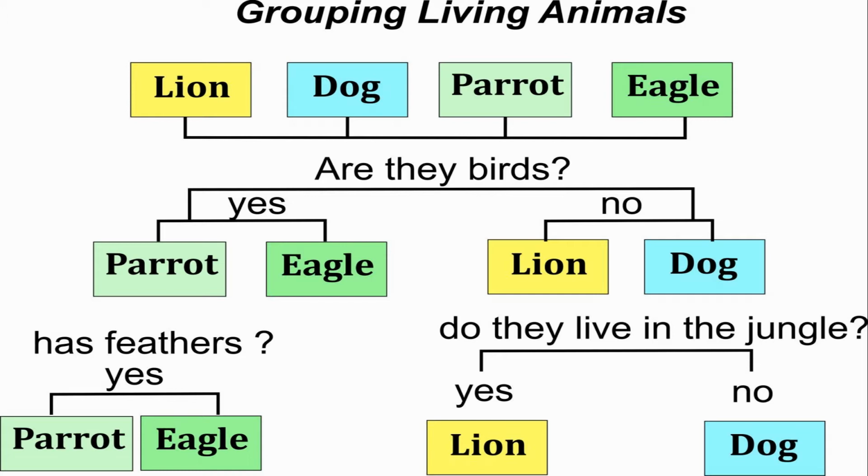I am going to ask a question: are they birds? If your answer is yes, parrot and eagle will come under that. If your answer is no, lion and dog will come under that. Now, coming to this side, I am going to ask the question again: has it got feathers? Yes, both parrot and eagle have feathers. So both will come to that category. Now let's go to the other side. Now we have 2 animals, lion and dog. I want to group them again. Now I am going to ask the question: do they live in the jungle? Yes means you will have to put lion there. Then no means you have to put dog.